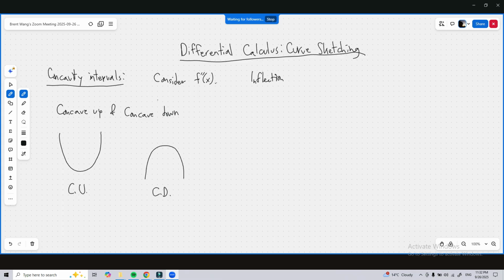Inflection points. And these occur when this should have been it. I should have omitted this S. No time for grammar mistakes here. Occur when the second derivative is equal to 0. It doesn't always guarantee that you'll get an inflection point, but inflection points occur here. They're candidate inflection points. You should look here.